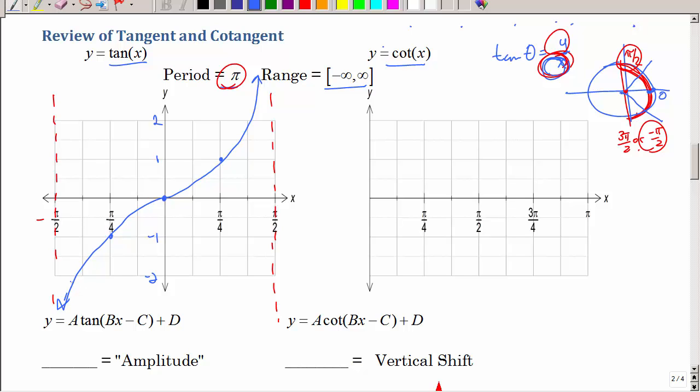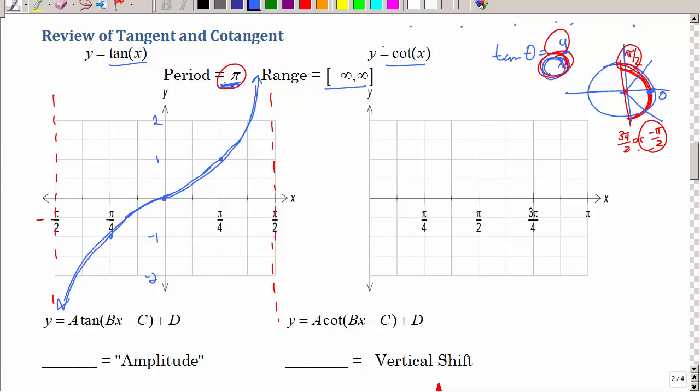And that's what your tangent graph should somewhat look like. All right. Between two asymptotes, you get the whole idea of the tangent graph, all the positive and all the negative values. And again, that period is pi.